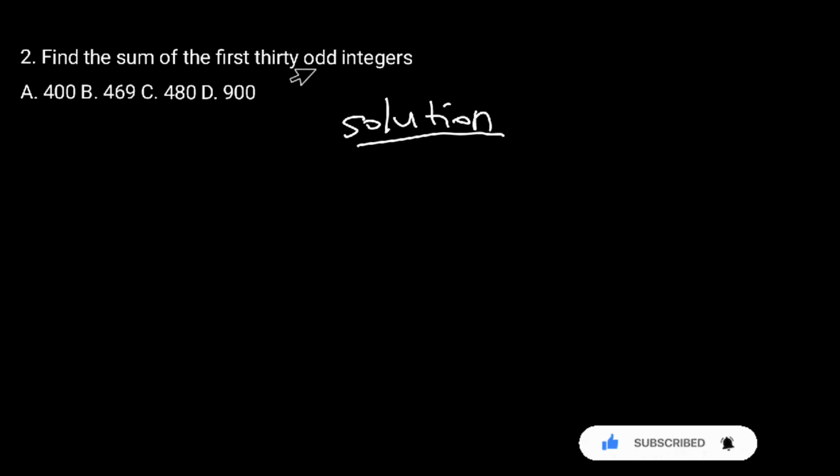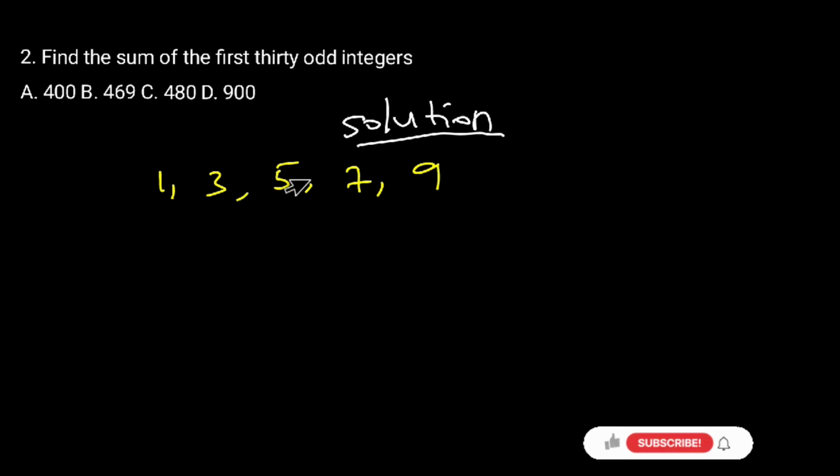Now the first 30 odd integers are given by: the first term here is 1, the second term is 3, the third term is 5, the fourth term is 7, the fifth term is 9. Notice that we skipped 2, 4, 6, and 8 because these numbers are even integers, but we are focusing on odd integers, and so on. Then from the question, we're given that the number of terms n is equal to 30. You say find the sum of the first 30 odd integers, so the number of terms in this sequence is equal to 30.